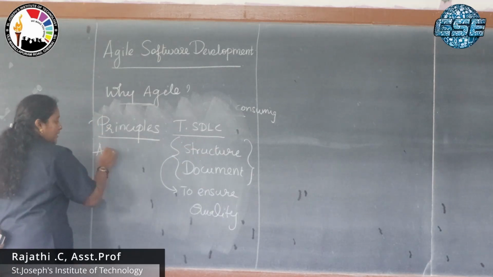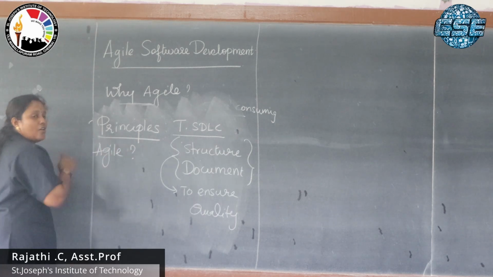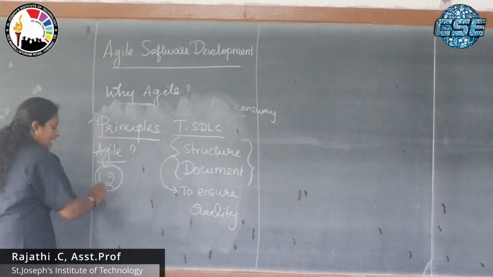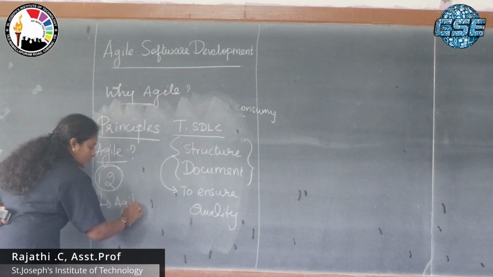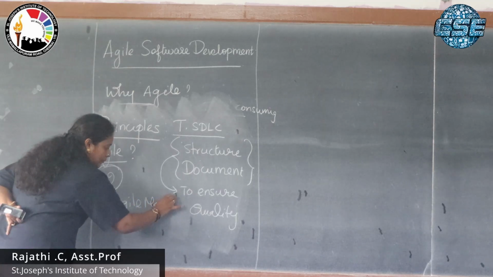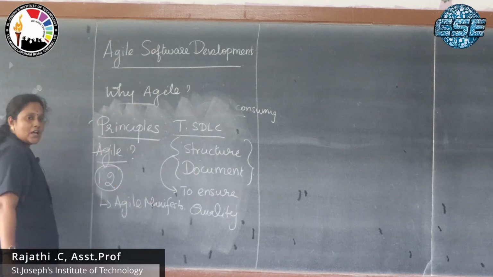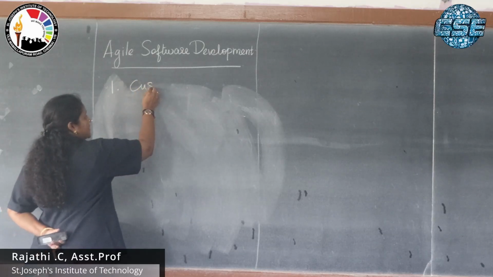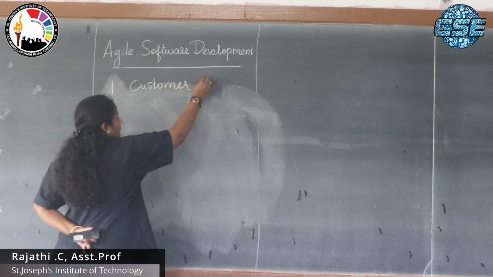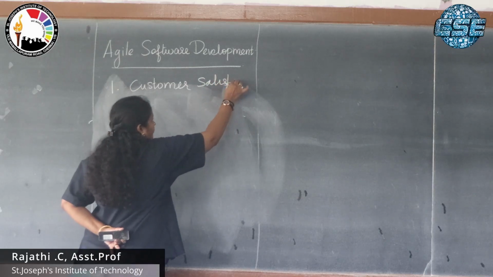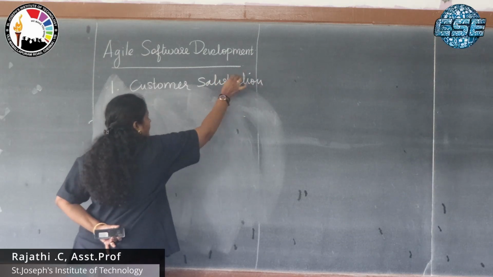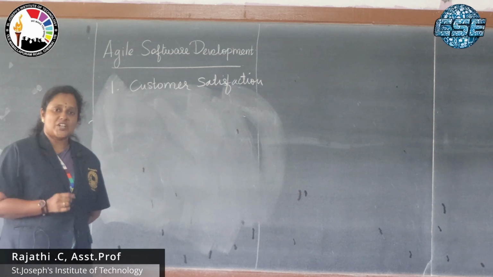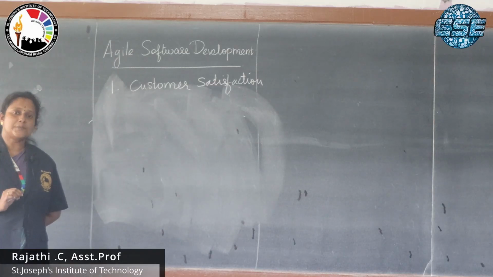Then what kind of principles does Agile follow? We have 12 Agile principles, which we can call the Agile manifesto. The first Agile principle is customer satisfaction. For all the software we are developing, the main objective is to satisfy the customer's requirements.